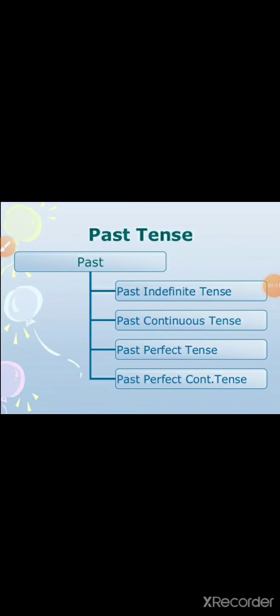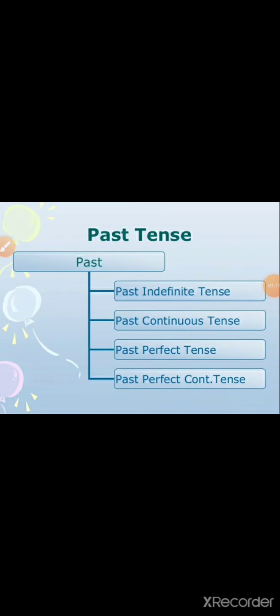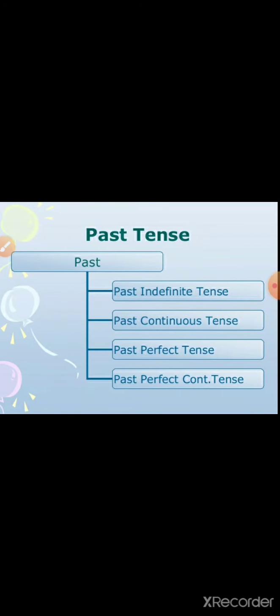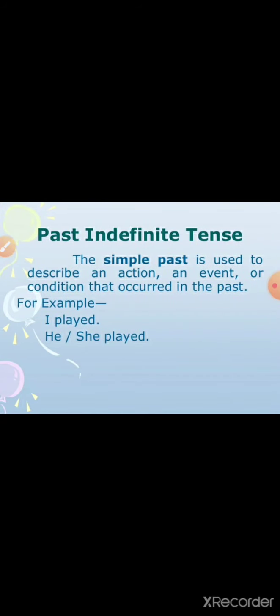So past tense, based on aspect, again has four categories: past indefinite tense or past simple tense, past continuous tense, past perfect tense, and past perfect continuous tense. Past simple tense or past indefinite tense. The simple past tense is used to describe an action, an event, or condition that occurred in the past.